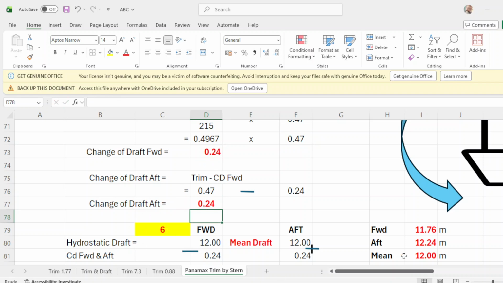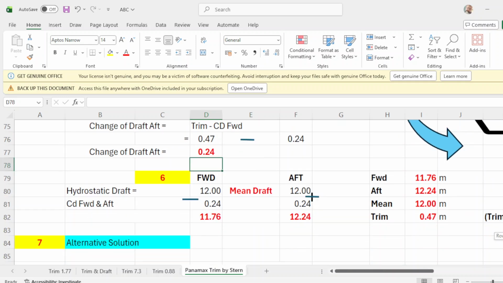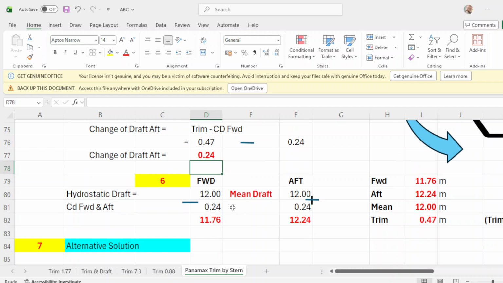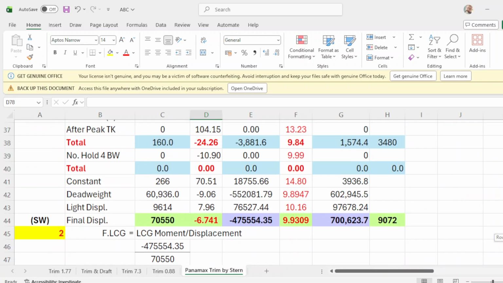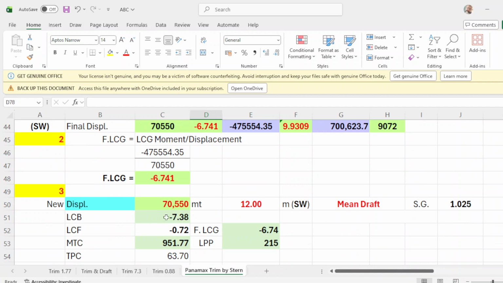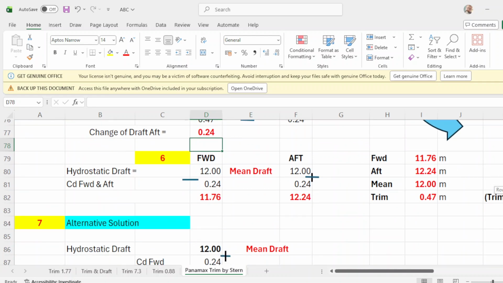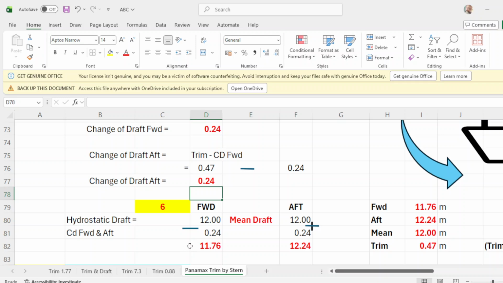Okay, so number 6 will now apply the change of trim in your drop. Put your mean drop of 12 meters. That is your mean drop. So you place it here. You put forward 12 meters, up 12 meters. Then you apply your change of drop forward and up. Your change of drop forward is 0.24, and your change of drop up is 0.24.